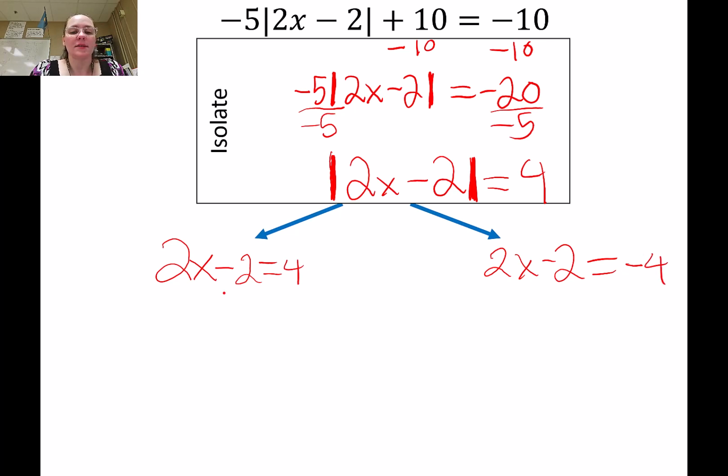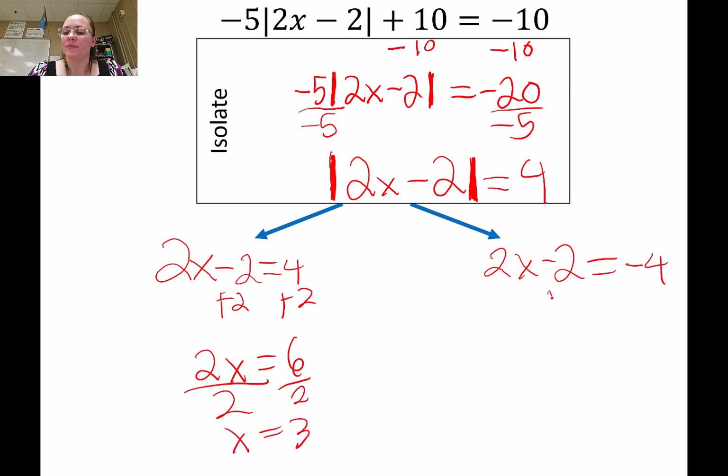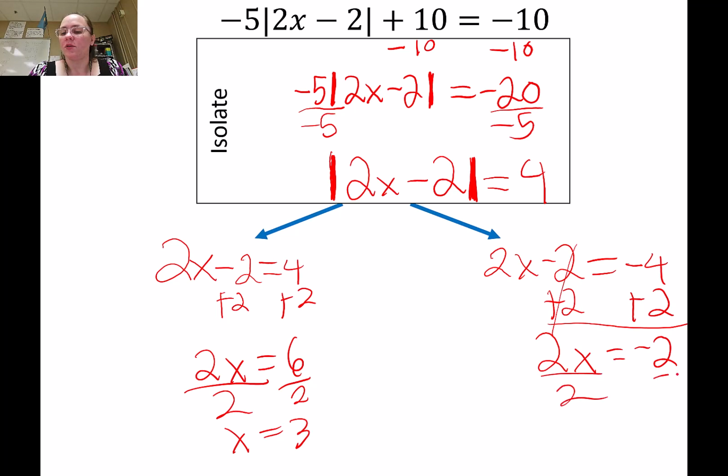All right, solving this. Add 2 to both sides. I get 2x is equal to 6. Divide by 2, x is equal to 3. Same steps over here, add 2. I get 2x is equal to a negative 2. Divide by 2, and I get x is equal to, well, negative 2 divided by 2 is a negative 1. So my solution set is negative 1 and 3.